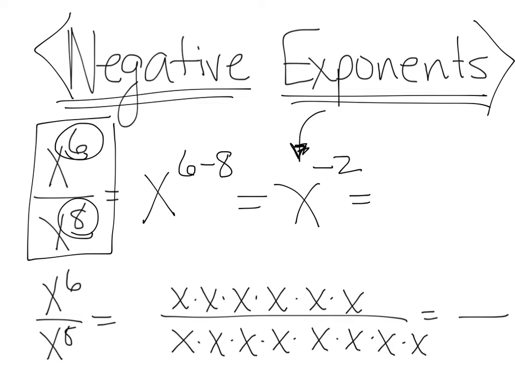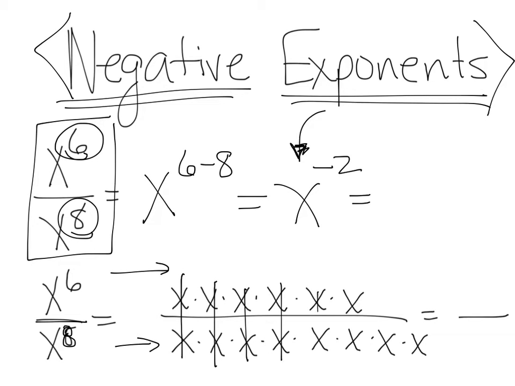All right? And I'm going to tell you the rule in a second, but I kind of want to look at this same problem a different way. Let's look at x to the 6th divided by x to the 8th. Let's expand those x's. X to the 6th means 1, 2, 3, 4, 5, 6 x's. X to the 8th means 1, 2, 3, 4, 5, 6, 7, 8 x's. And we can go right down the line. These two x's cancel each other out. These cancel each other out.